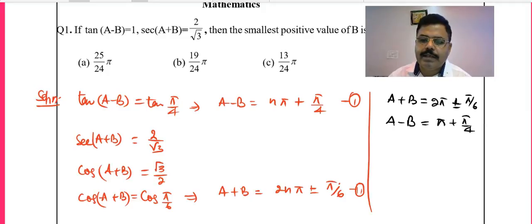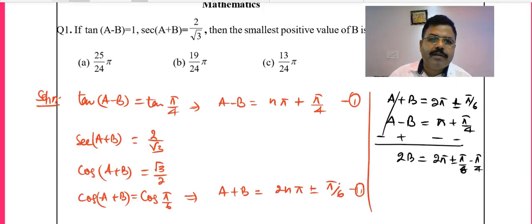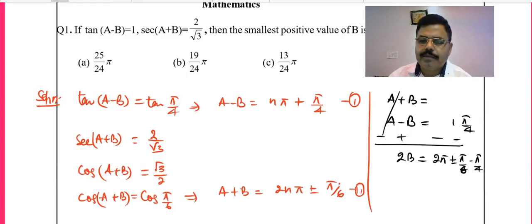On solving, if you subtract these two, the plus minus terms cancel and 2B is equal to 2 pi plus minus pi by 6 minus pi by 4, right? So 2 pi minus pi will come to pi plus minus this. Here n is an integer, so we may take the value like 0 or anything else. Let me write this.